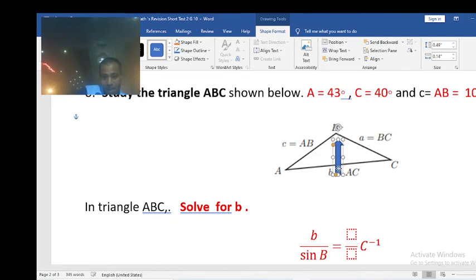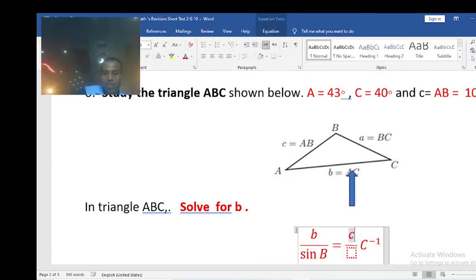Then equal what? I should find another angle. Angle A is given, and angle C is 40 degree, and angle B is not given. You can make B is 180 minus 43 minus 40. You can find the value of this. And for C, I will use small c divided by sine of the angle C. Clear?